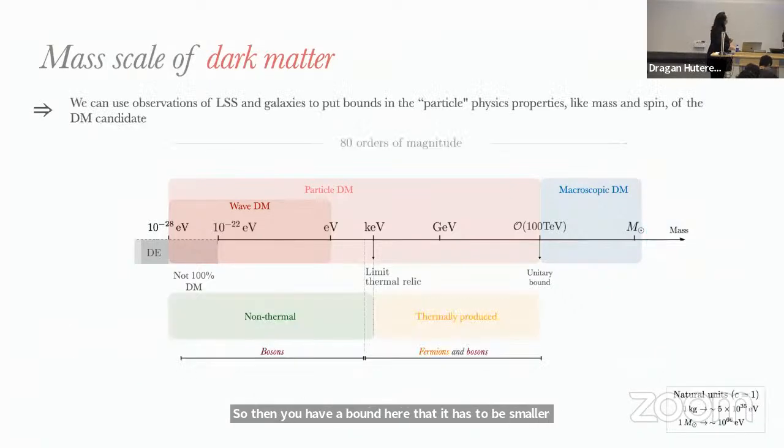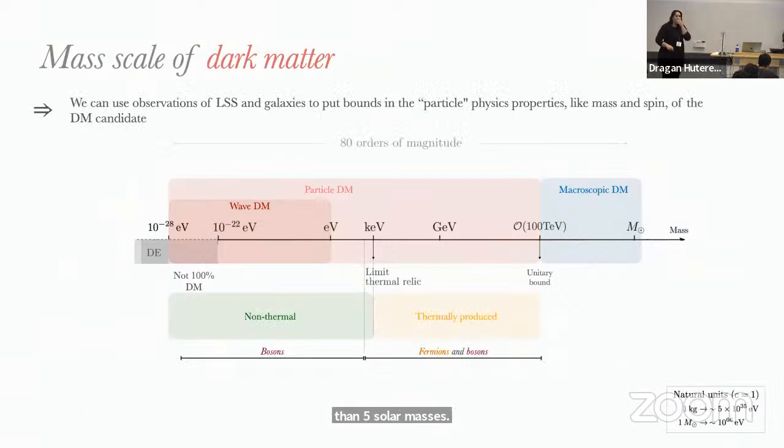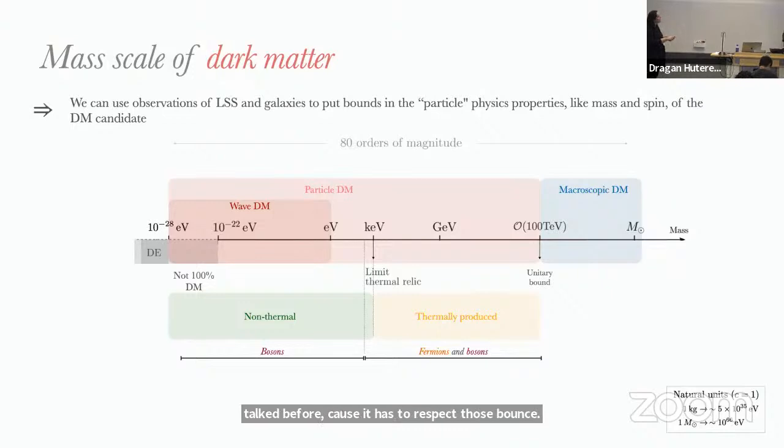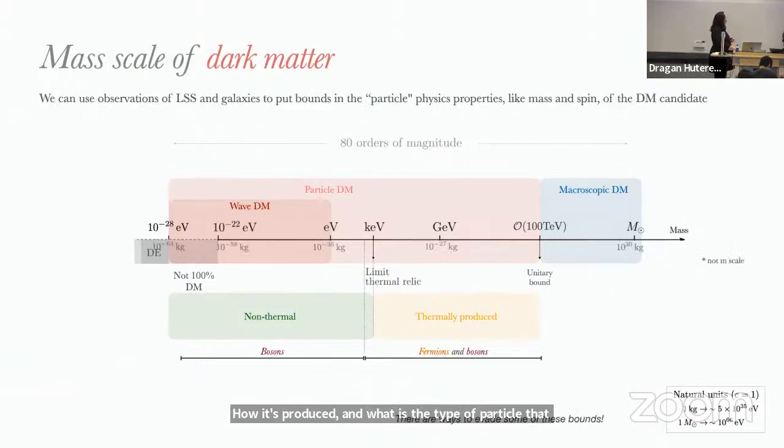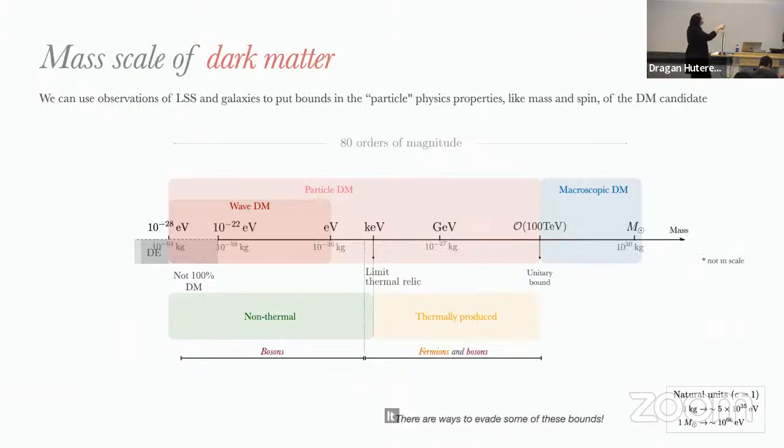So I'm almost done. So here's the complete picture of the mass bound. Here we can see how we can construct dark matter models. So first, dark matter has to have all the properties we talked about before, plus it has to respect those bounds. So if I want a particle dark matter, it has to be between these masses. If I want a macroscopic one, it has to be between those masses. How it's produced and what is the type of particle that you can use to model it. And this spans 80 or 90 orders of magnitude, depending.